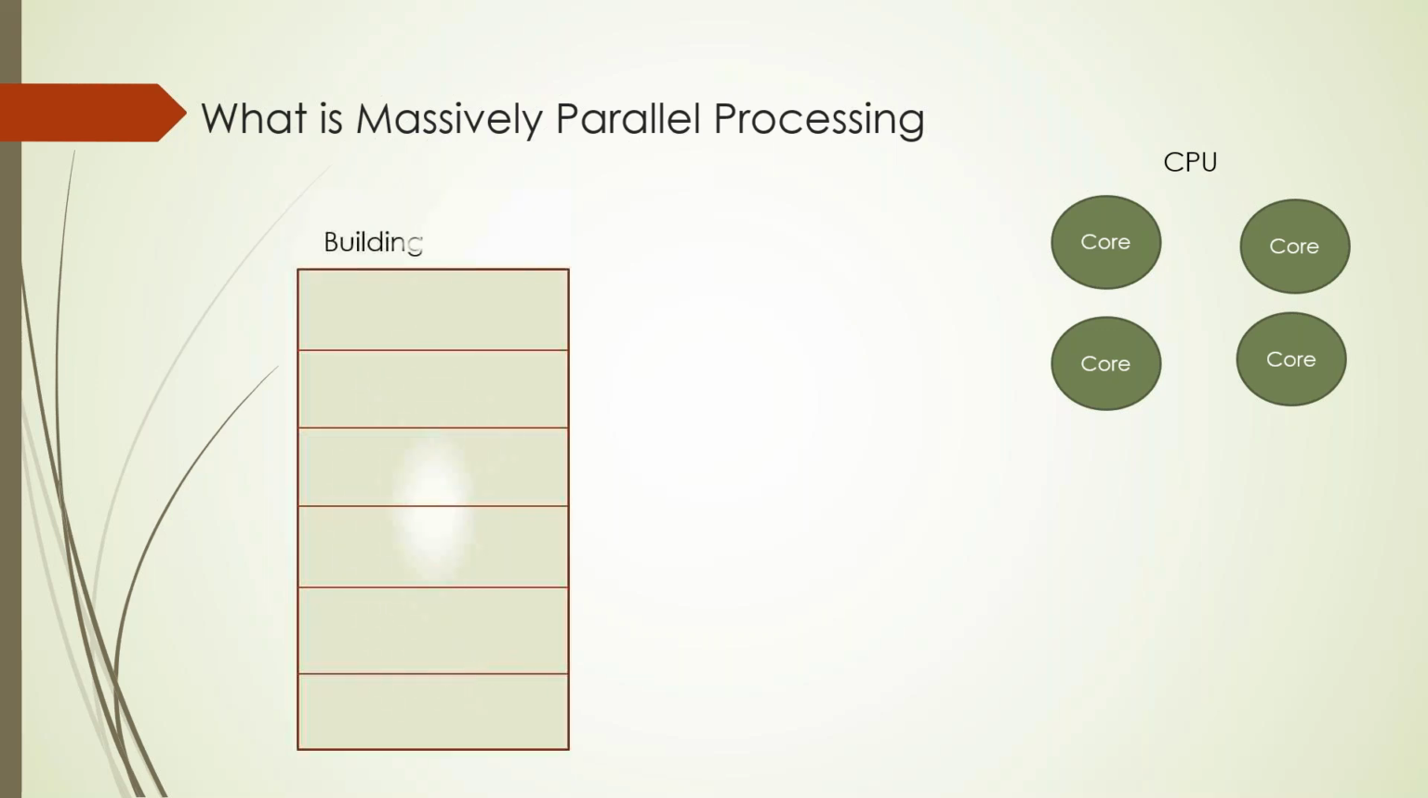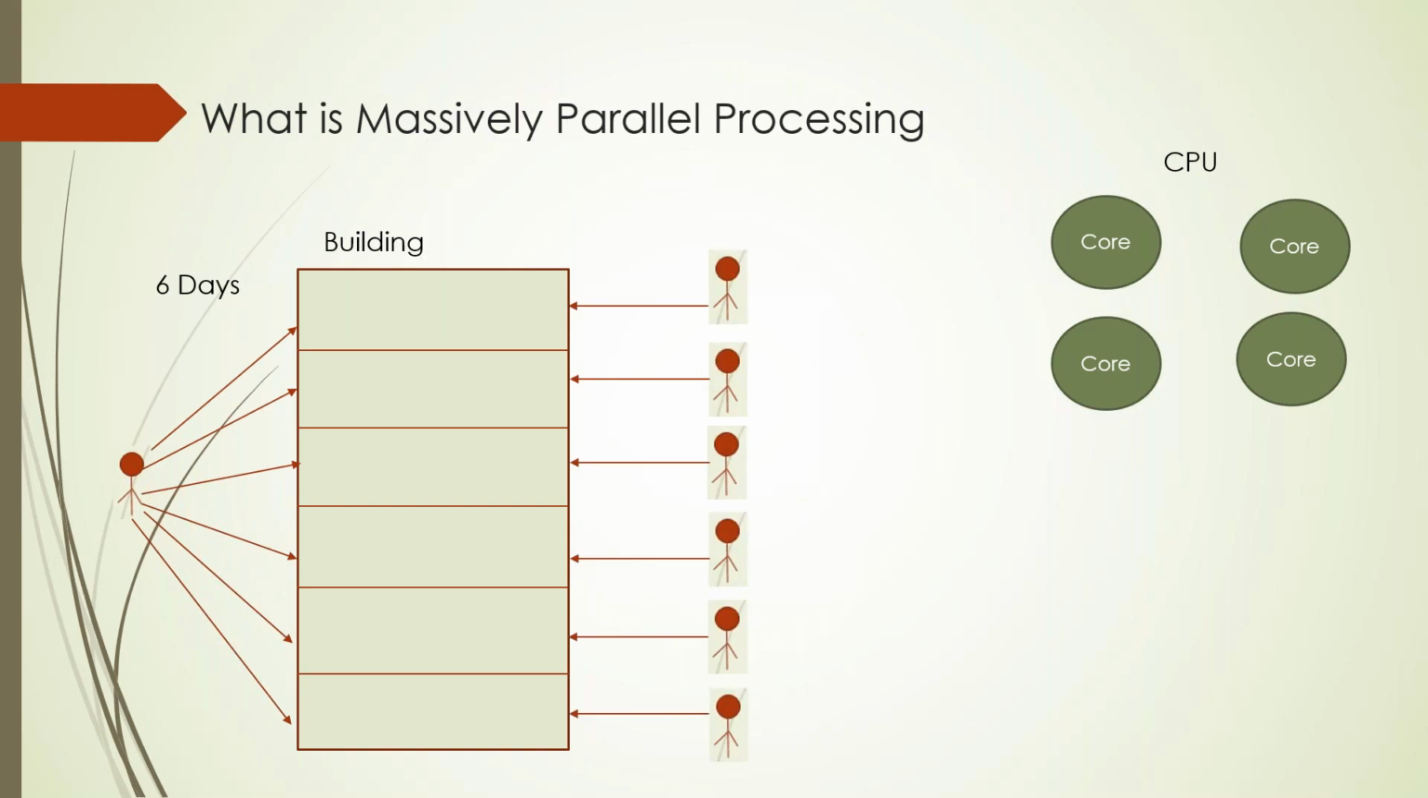Consider I have one building. Inside that building I have six floors, and I want to paint the entire building. I hire one person, and that person tells me it takes 1 day to paint one floor, so 6 days to paint the entire building. But what if I hire 6 people? Then these 6 people will paint my entire building in 1 day.